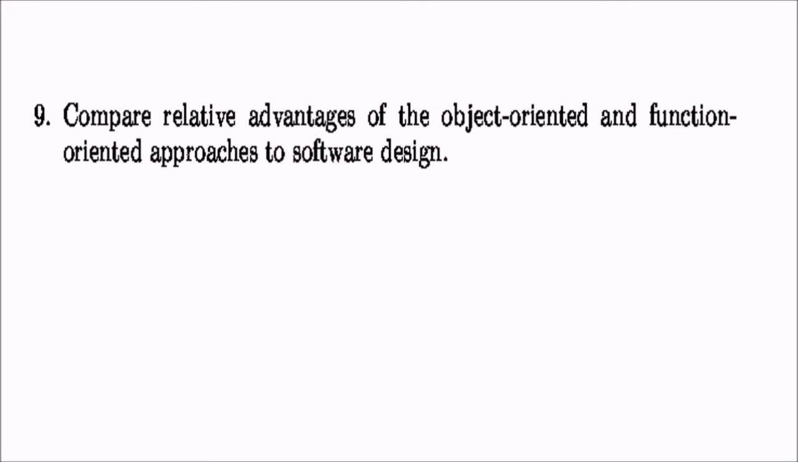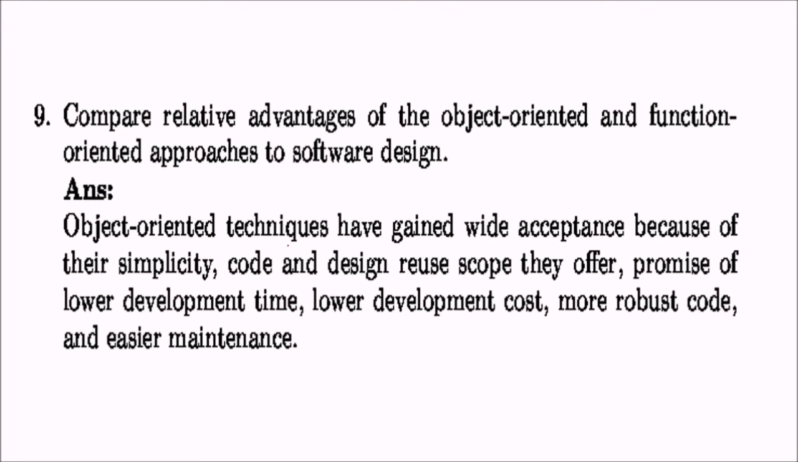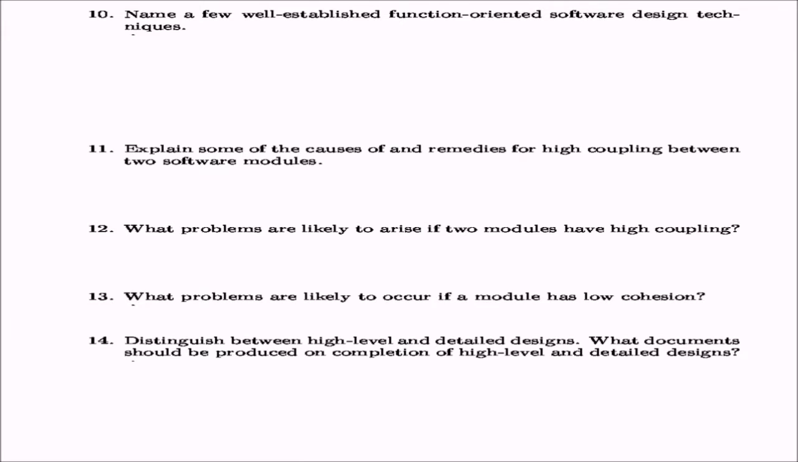Ninth question is: compare relative advantages of the object-oriented and function-oriented approach to software design. Object-oriented techniques are now used worldwide; all the languages after C++ are more or less object-oriented only, because of the simplicity, code and design reuse they provide. And also lower development time, lower cost, robust code, and easier maintenance. These are the advantages of object-oriented over function-oriented approaches.